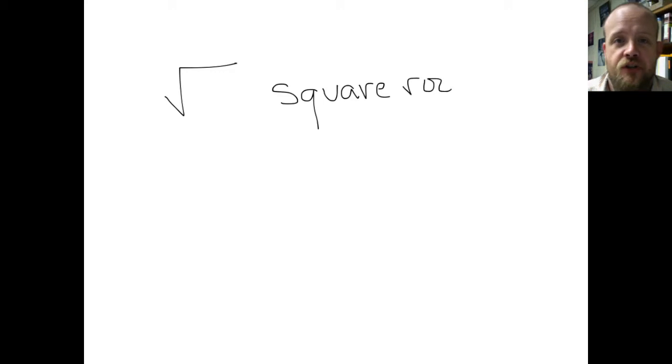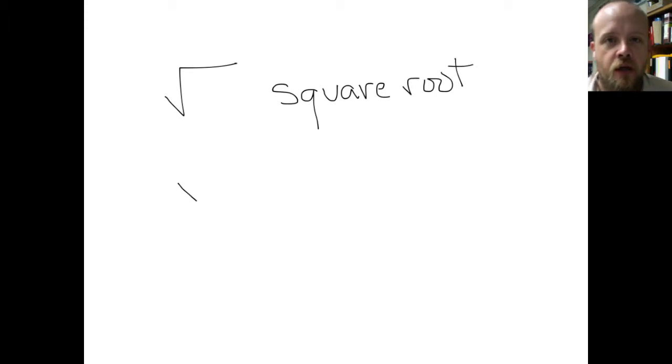So the first thing we really need to talk about is that radical symbol, or square root sign as most people know it, but it's actually called a radical symbol. Now, the question you have to ask yourself is, what exactly does a square root mean? What is it actually asking you to find?